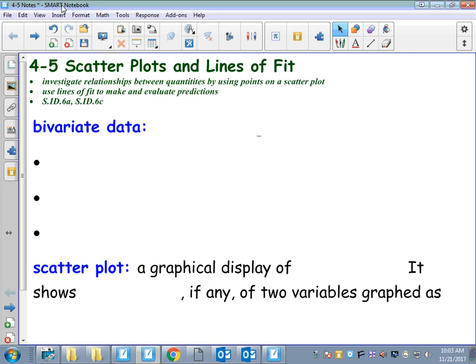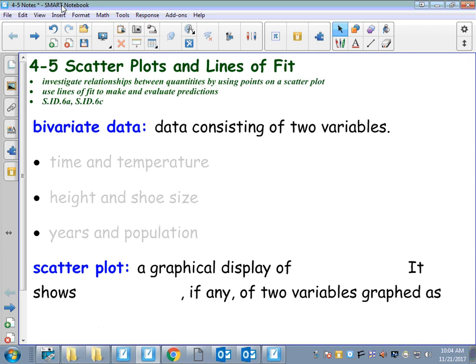These are your 4 or 5 notes on scatter plots and lines of fit. So we're going to talk about what a scatter plot is, and it's a statistical representation. We're going to talk about using that data to draw a line of fit, and then once you have a line of fit, you can use that to help you make predictions in the future, go back in time.